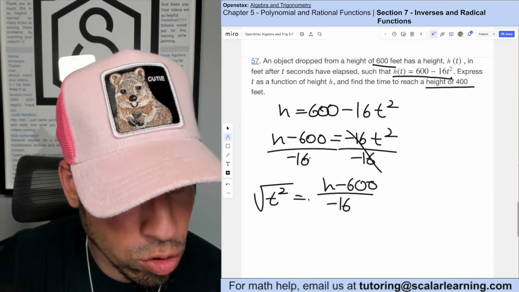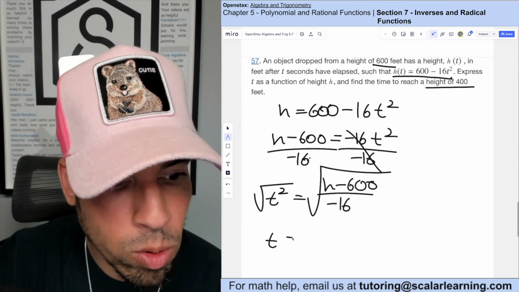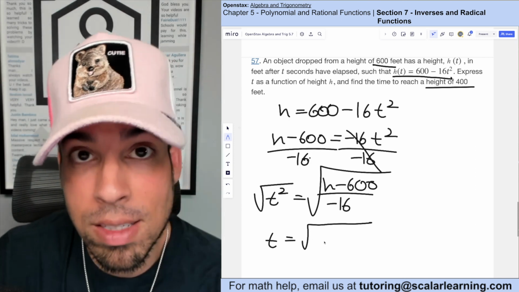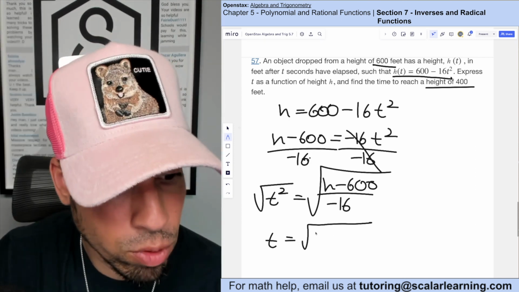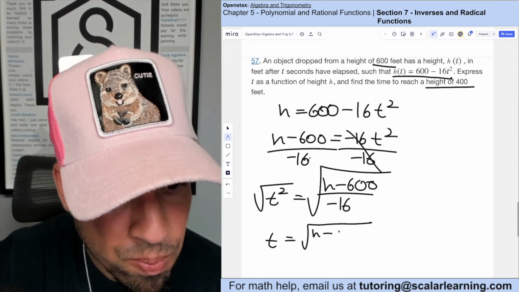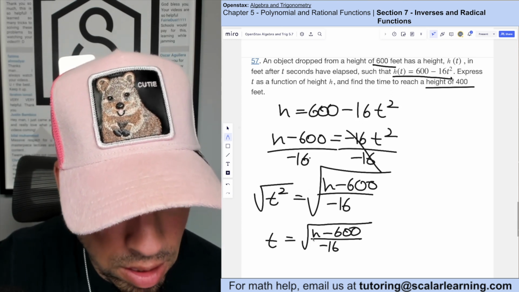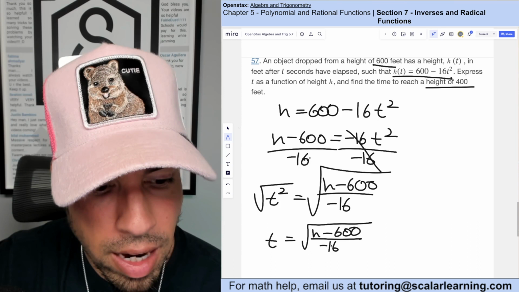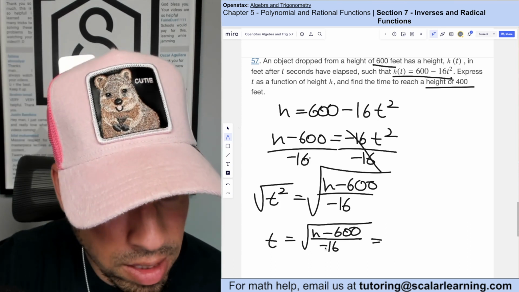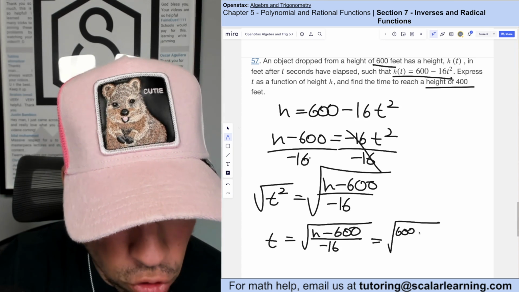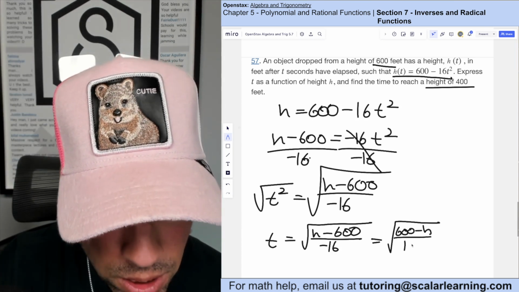Last but not least, we're going to square root both sides. And I'm only looking at the positive radical because it doesn't make sense to look at the negative root anyways when we're talking about time. So we got this nice (h minus 600) over negative 16 under the radical. And in the answer, what they've done is they've taken the negative down here and distributed it up top. So you can also write this as (600 minus h) over 16, but these are both equivalent.